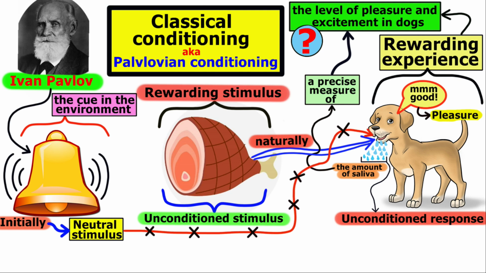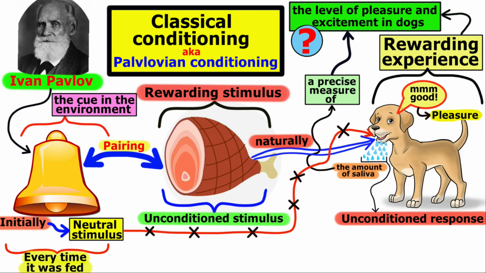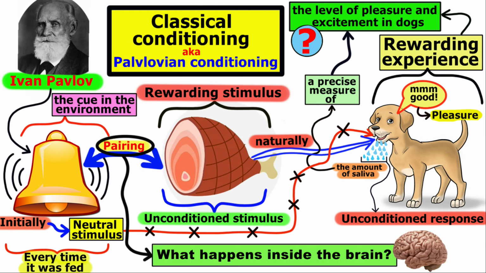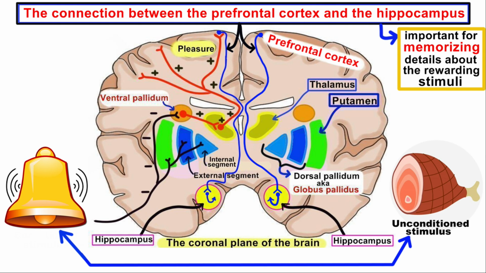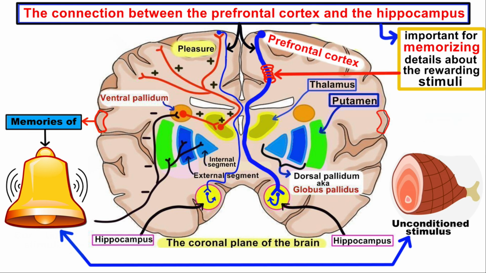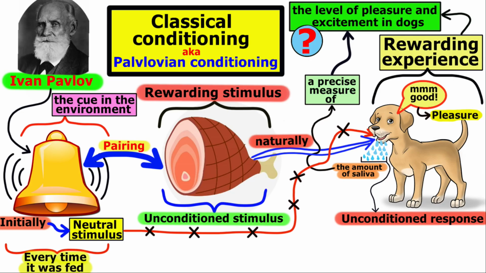But since the dog heard the bell sound every time he was fed, the bell sound was paired with the presence of food. But what happens inside the brain while the pairing of the stimuli takes place? Inside the brain, the pairing of the stimuli is actually the pairing between the memory of the sound of the bell and the memory of the presence of food while feeling pleasure. Long-term memory is stored in the cerebral cortex. Now back to our experiment.